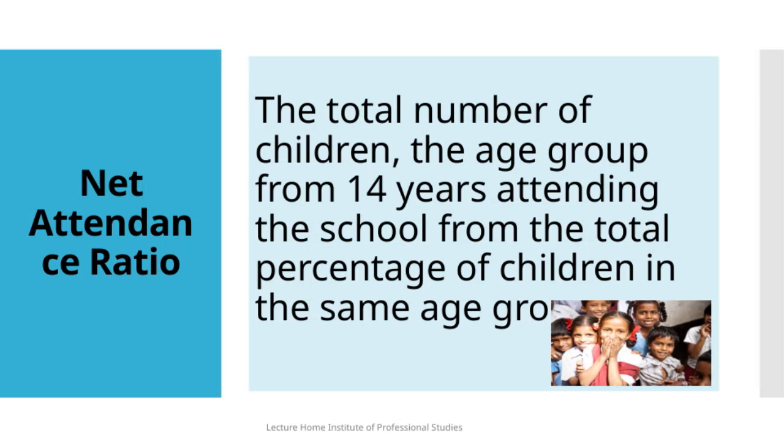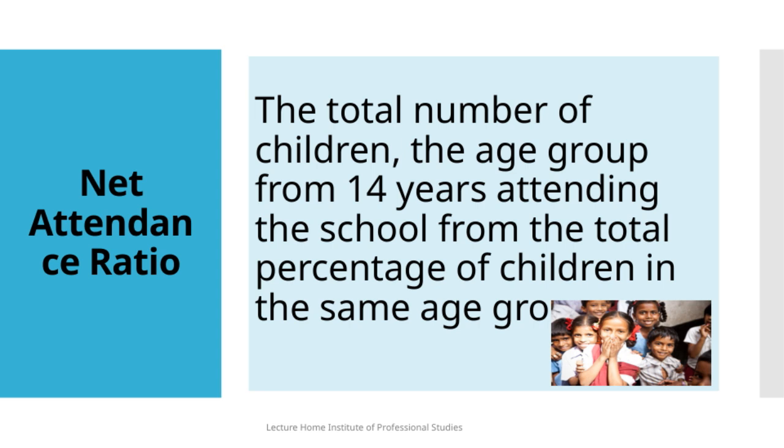Let's take a closer look at the Lecture Home Institute of Professional Studies. Here, we're focusing on the total number of children in the 14-year age group who are attending the school. This figure helps us understand how many children in that specific age range are actually enrolled. Next, we compare this number to the overall percentage of children in the same age group across the population. This comparison gives us valuable insight into how well the school is reaching its target demographic relative to the broader community. Now, moving on to the net attendance ratio.